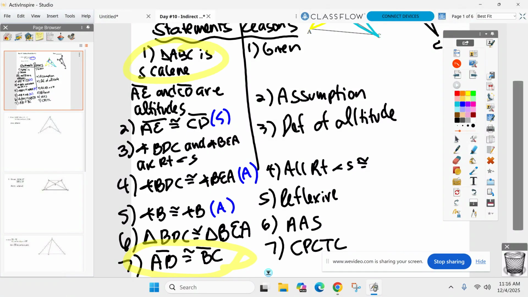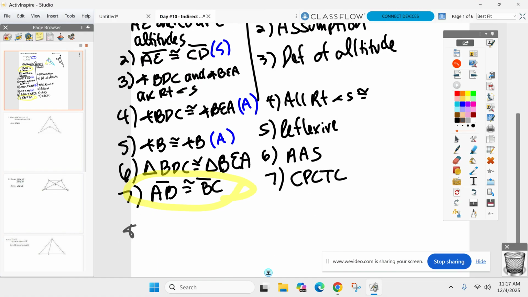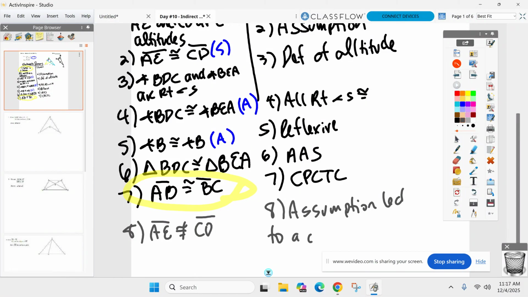That's called a contradiction. And again, what led us to AB being congruent to BC? Our darn assumption. So that's got to be false, right? AE congruent to CD is false. So what's true? AE is not congruent to CD. Assumption led to a contradiction.